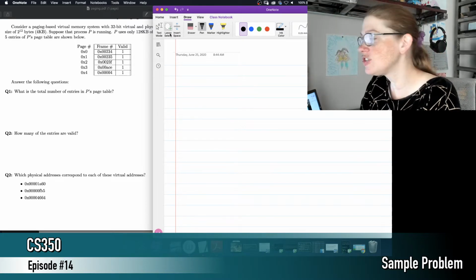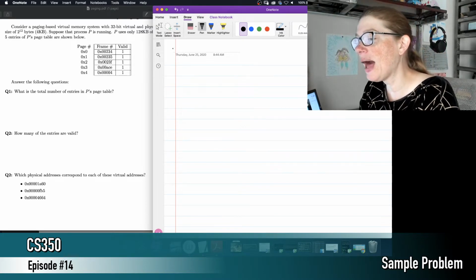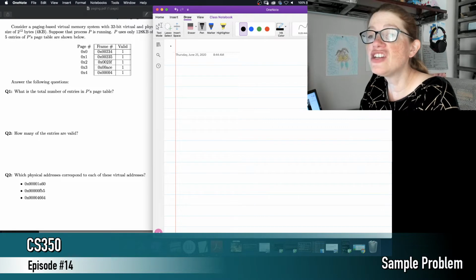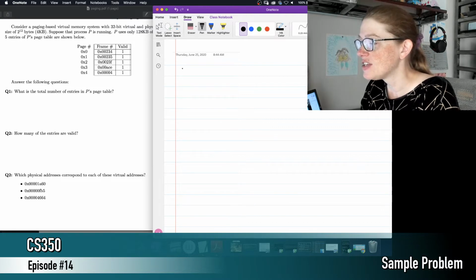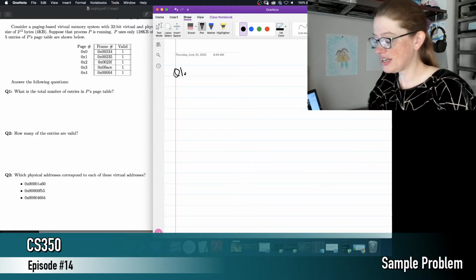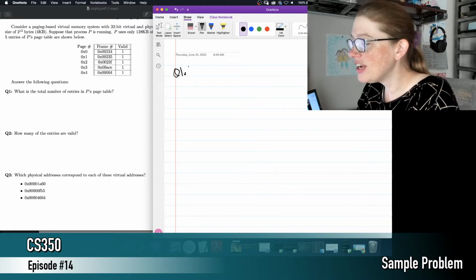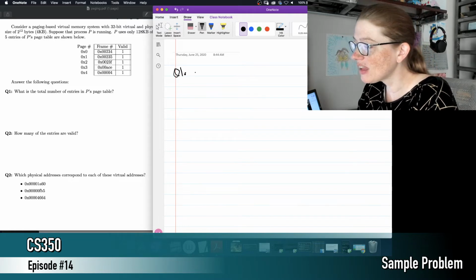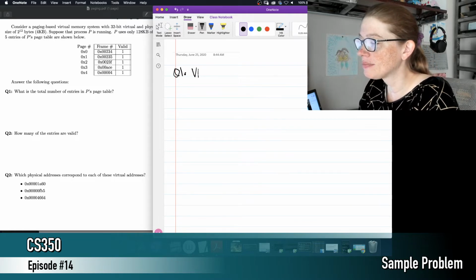Okay, well, in order to do that, we're asking how many pages fit in virtual memory. So I'll give myself a little more space here to write. We are going to take the size of virtual memory, and we are going to divide that by our page size.